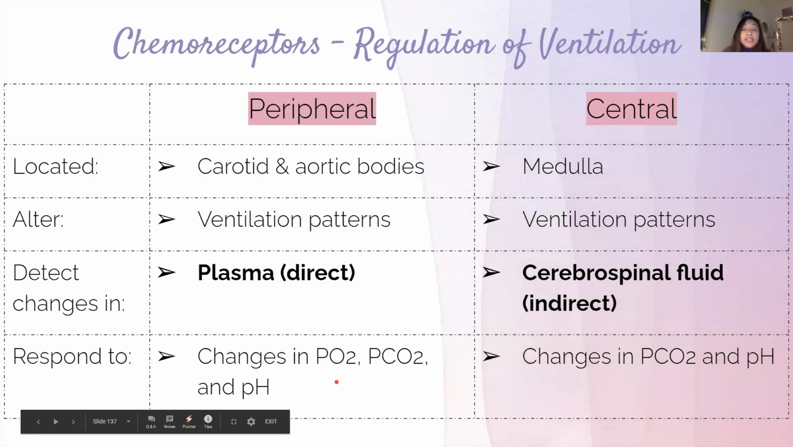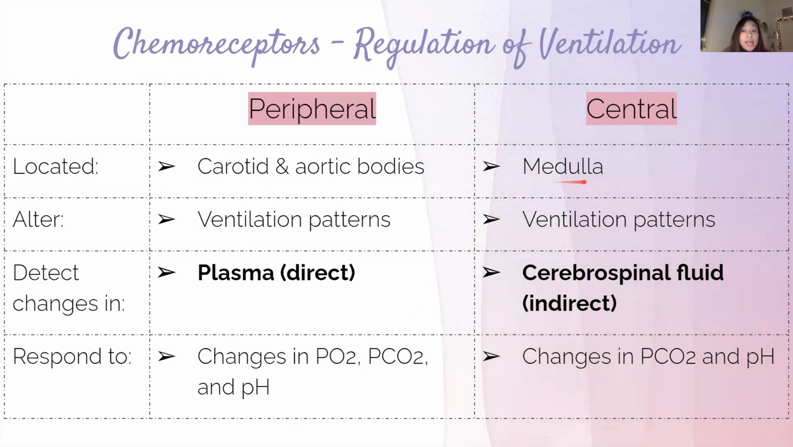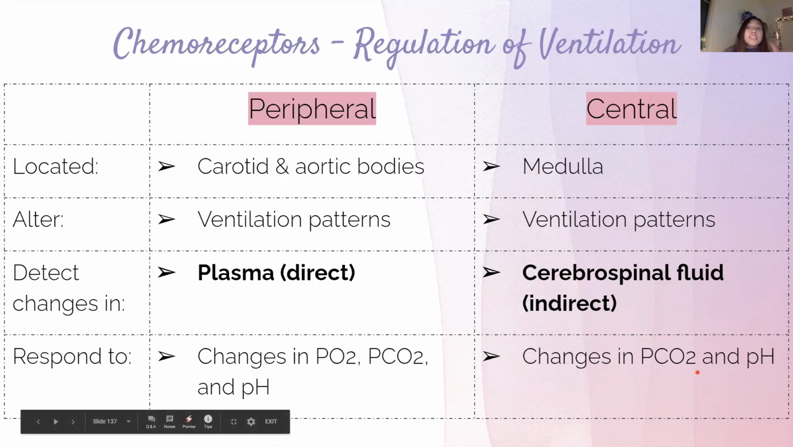Whereas the central is located in the medulla. And the most important thing, I thought, was that it's indirect. It's not detected in the plasma. It goes through the cerebrospinal fluid. And it can only detect changes in partial pressure of CO2 and pH. PO2 not really, because that doesn't really change since a majority of it is bound to hemoglobin.